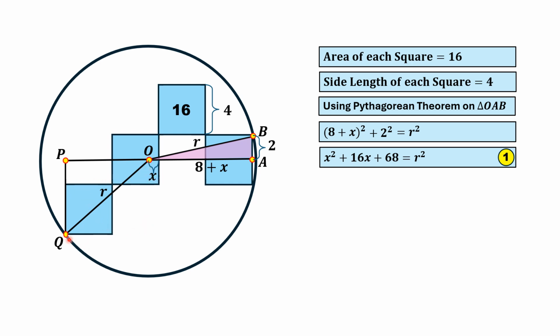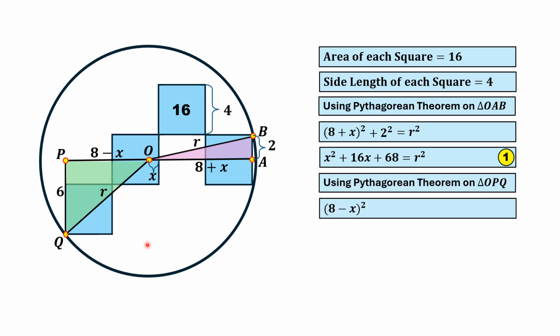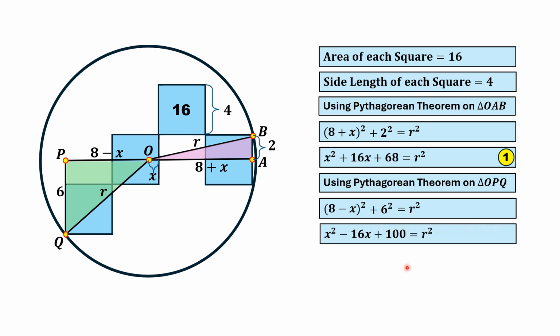From here we can see that this length is 6 units, while this length OP is 8 minus x. So this green shaded triangle is a right triangle. Using the Pythagorean theorem on this right triangle, we have (8 minus x) square plus 6 square is equal to r square, and after simplification we will get x square minus 16x plus 100 is equal to r square. Let's call it equation number 2.